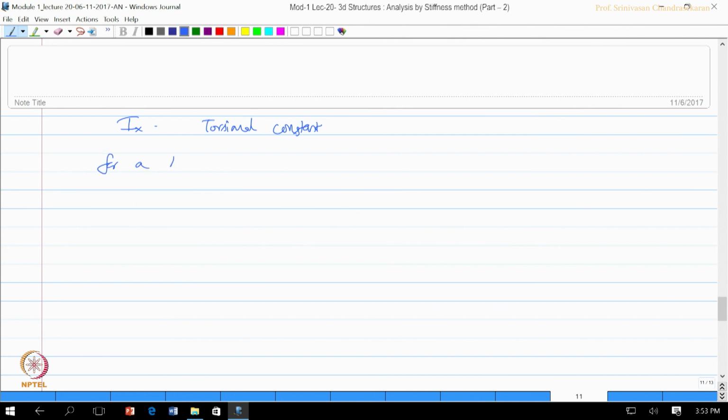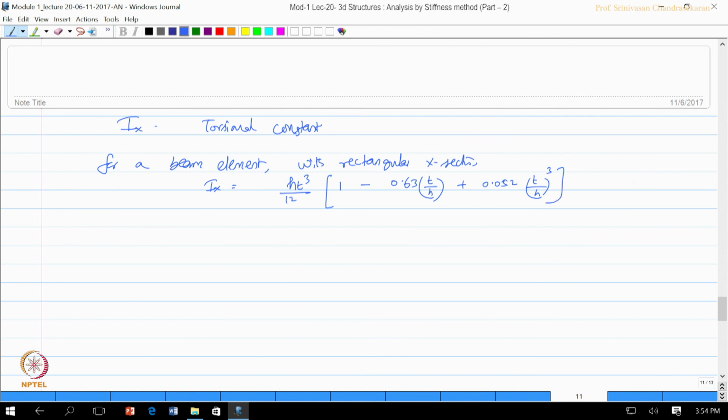Now, for the beam element with rectangular cross section, I x can be given by h t cube by 12 times 1 minus 0.63 t by h plus 0.052 t by h cube. This is approximate, where h is very large compared to t. So, I have a rectangular cross section, this is my h and this is my t. If h is very large compared to t, then I can use this approximate equation to compute the torsional constant.